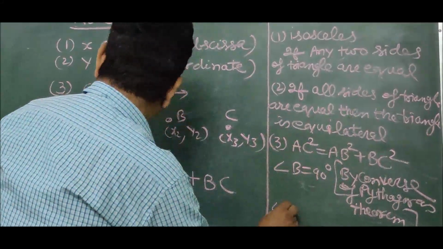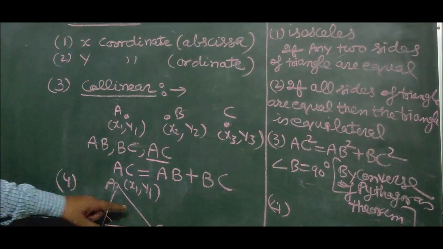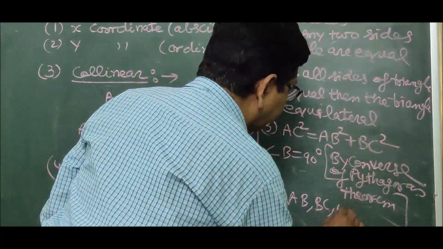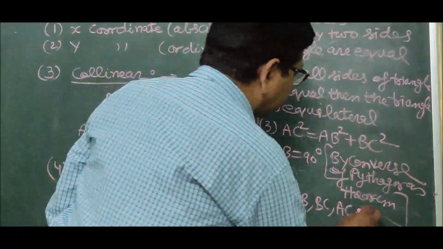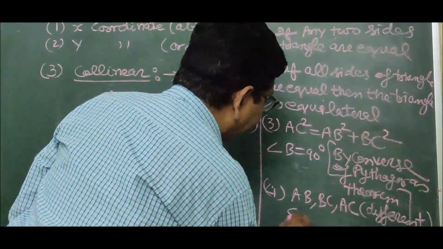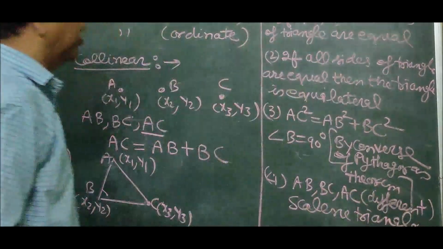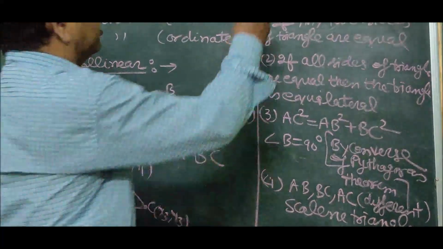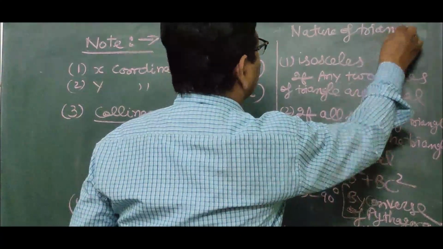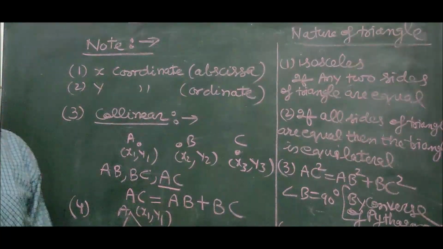Fourth point, if all the sides are different, AB, BC, AC are all different, meaning having different lengths, then the triangle is a scalene triangle. So by observing these points, we can tell the nature of the triangle. So this was all about triangle and collinearity.